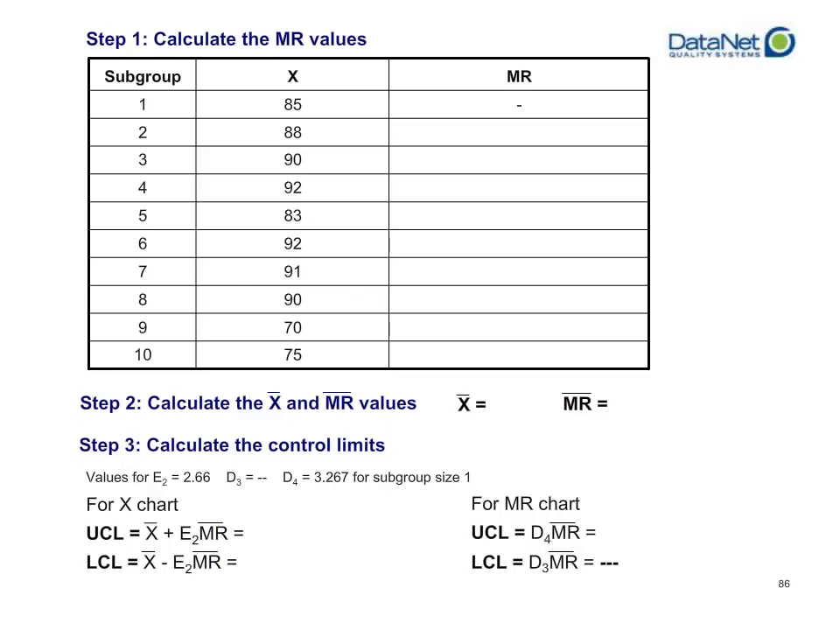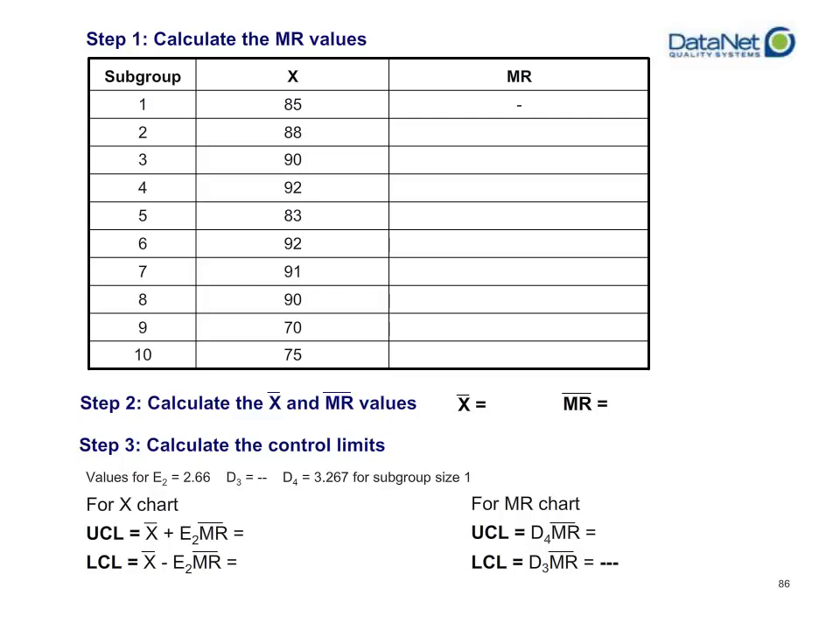Step 1, go ahead and calculate all of your MR values. Again, that's the point that you've just plotted versus the previous point that you plotted right before it on the X chart. And your first value for any X and MR chart is always going to be null. There is no real actual MR value for the first sample in an X and MR chart.